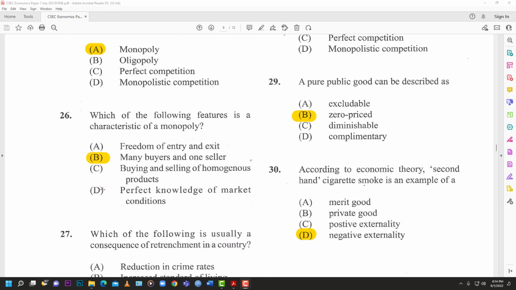26. Which of the following features is a characteristic of a monopoly? As I outlined just now, B, many buyers and one seller. The monopoly, as the name suggests, mono, just one seller, one producer, but of course they have many buyers.